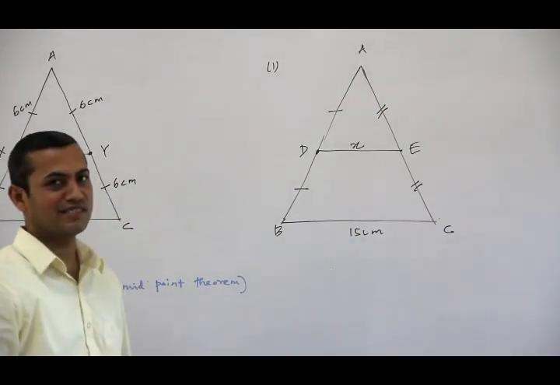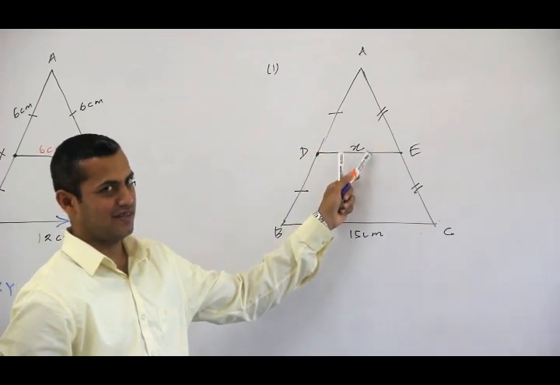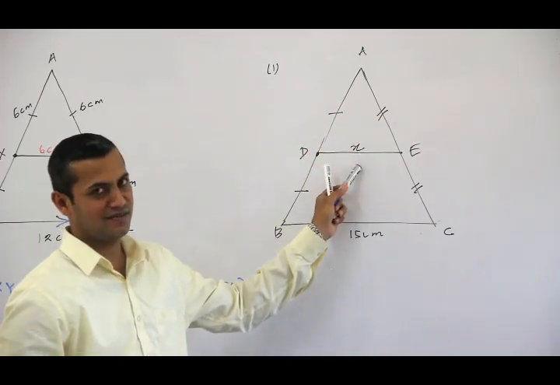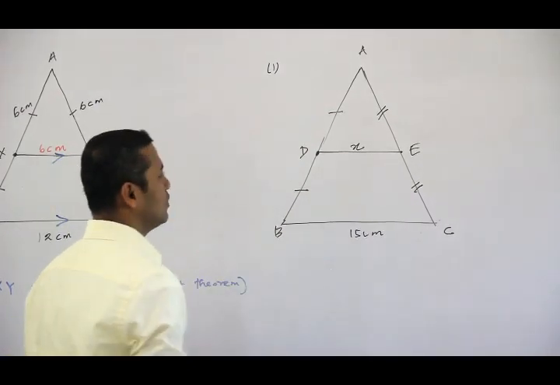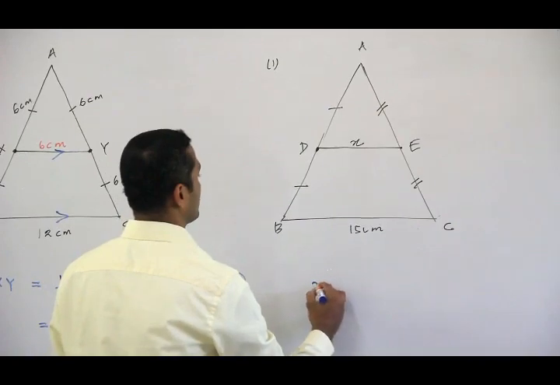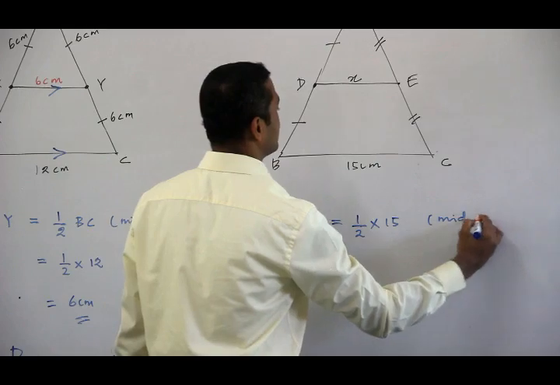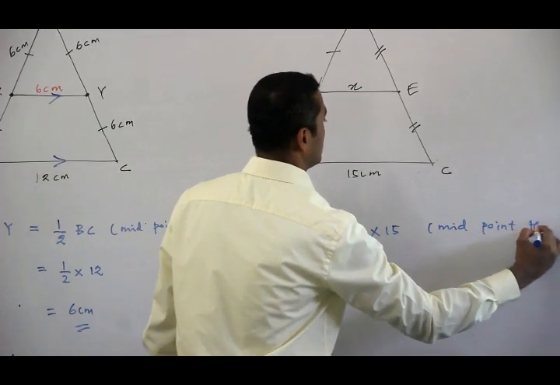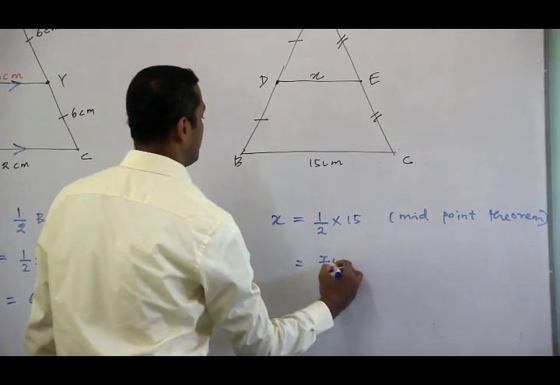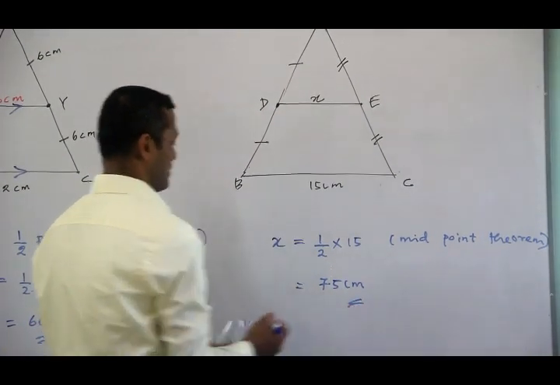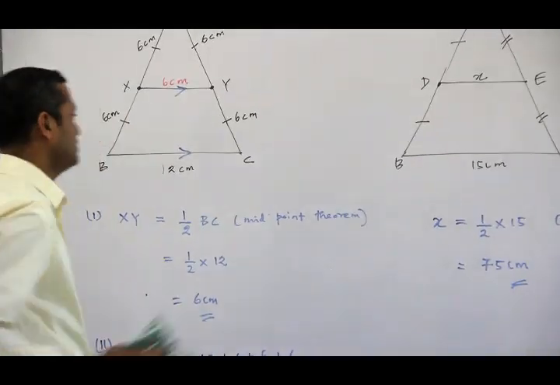The midpoint theorem says the line joining the midpoints of any two sides is parallel to the third side and half of the third side. So we can write x equals how much? x equals half into 15 according to the midpoint theorem. Then it is 7.5 centimeter. Hope you understood. Look at the second diagram now.